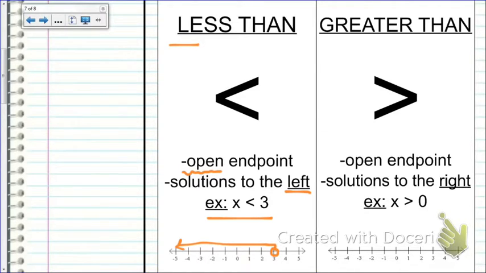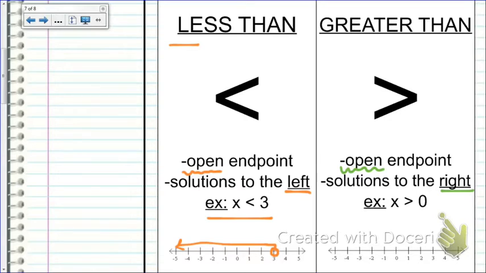Okay. Greater than means everything that is bigger than that number. So our solutions go to the right, and our arrow is pointing to the right. It also has an open endpoint because it's the same idea. You can get really, really close to that number, but you can't actually be equal to that number. So we use an open endpoint to indicate that you can't be equal to that number.